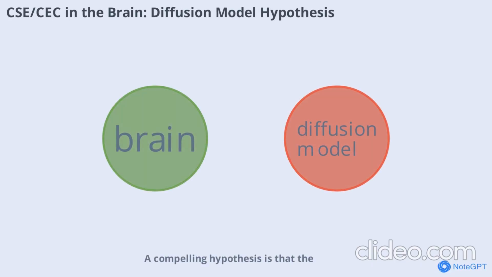A compelling hypothesis is that the brain operates on a diffusion model principle, maintaining equilibrium between noise and signal using CSE-CEC. Neurons or microcircuits estimate local imbalance and adjust their gain or plasticity accordingly. This enables adaptive denoising, asymmetric plasticity, and energy-accuracy trade-offs, key features of efficient biological computation.